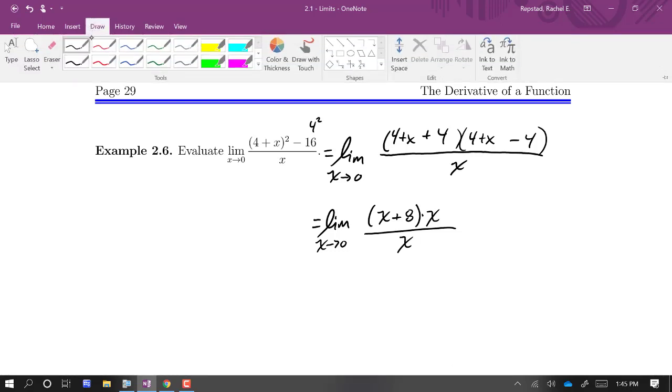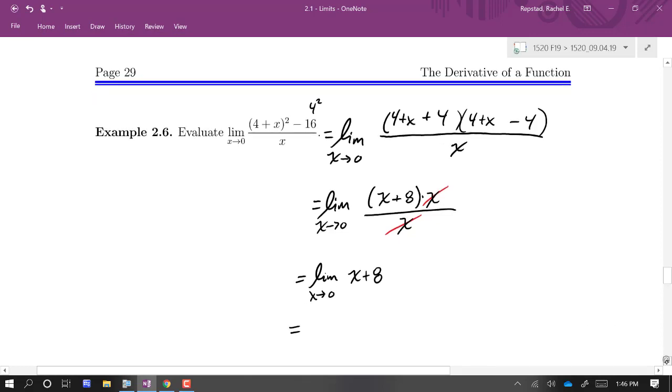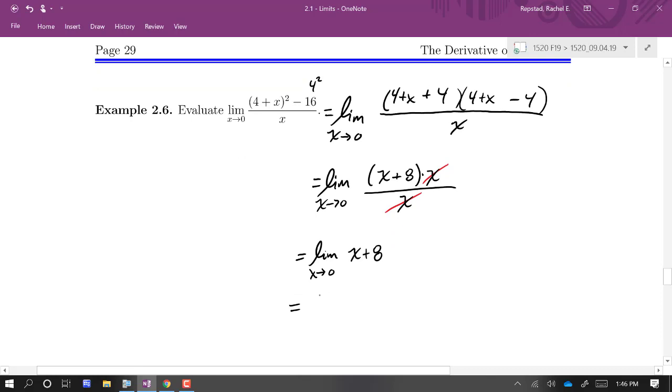What am I going to do now? Cancel out the x's. That's what I'm hoping, right? All this time, I'm hoping that something's going to happen and I can cancel out that x so I can evaluate. And now it's happening. Beautiful. So this is the limit as x approaches 0 of x plus 8. And what does that give us? 8. How nice.